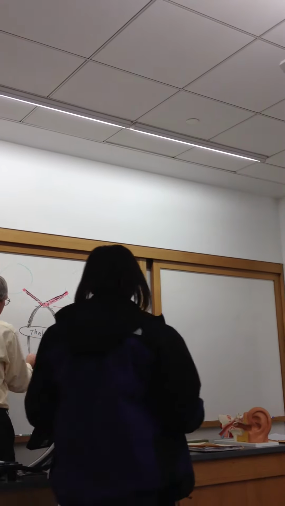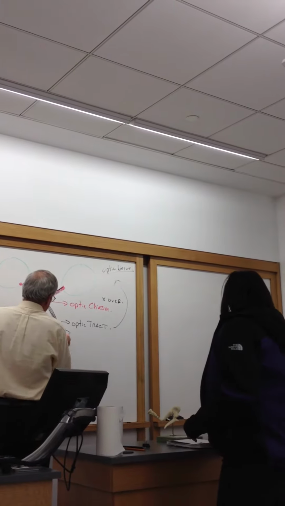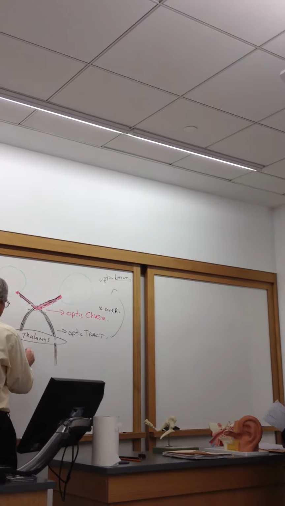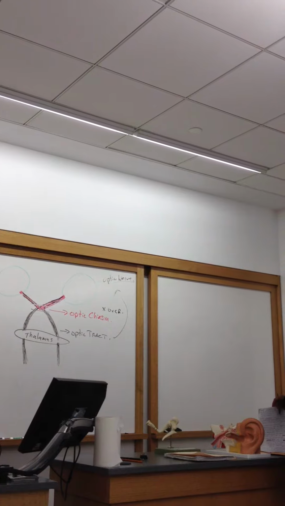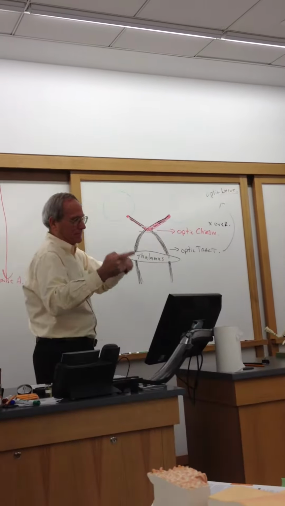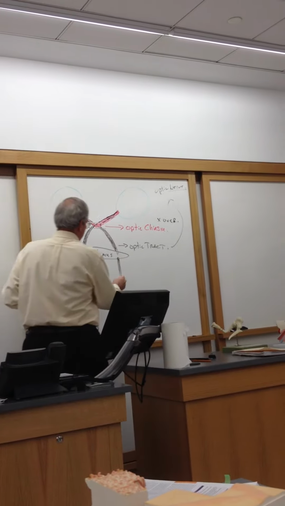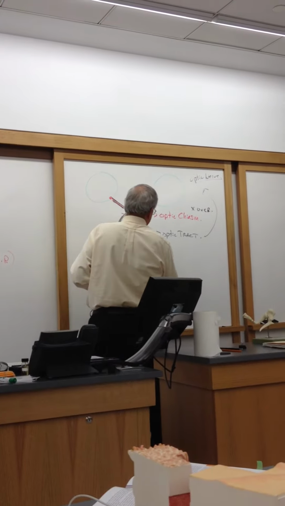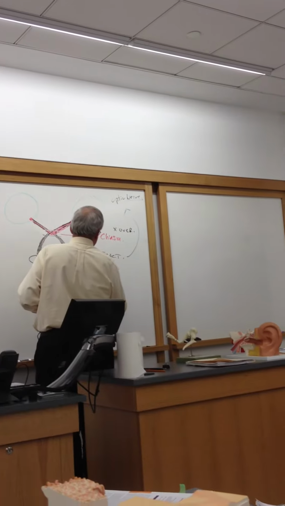Leaving the thalamus, we have no crossover. Remember, the thalamus, when we looked at the brain, was the great relay station, right? The great relay station from the lower parts of the brain getting to the upper areas of the brain. So the thalamus is the relay station. Fibers coming out of the thalamus form the optic radiation.